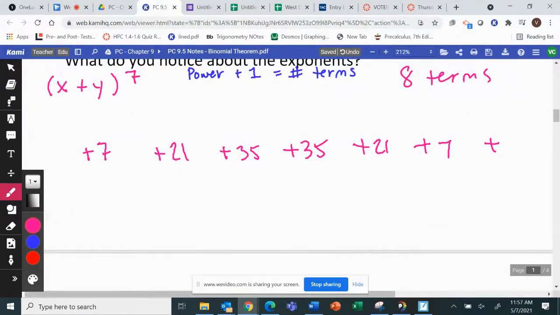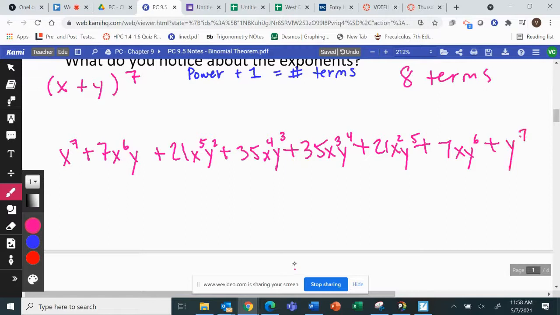Then I just have to put my powers. So x to the 7th, x to the 6th, x to the 5th, x to the 4th, x to the 3rd, x to the 2nd, x, and then 0 x's. Then we've got 0 y's, y to the 1st, y to the 2nd, y to the 3rd, y to the 4th, y to the 5th, y to the 6th, y to the 7th. And then we're done.